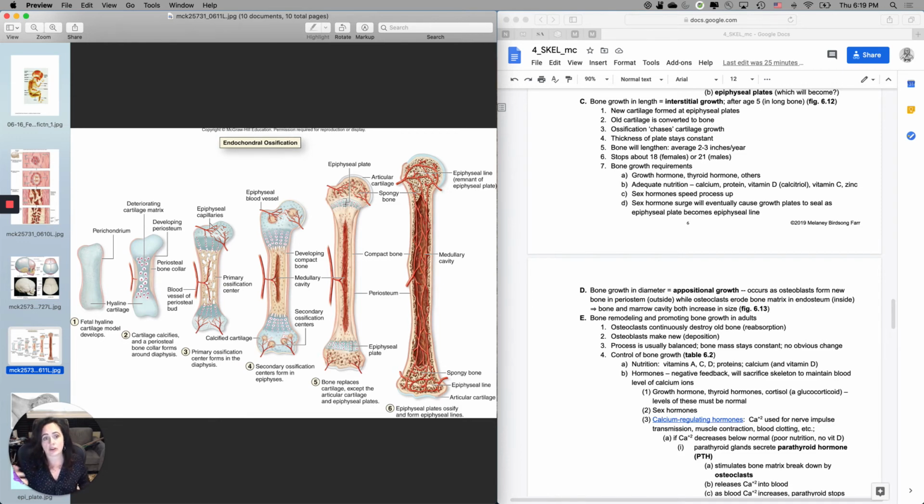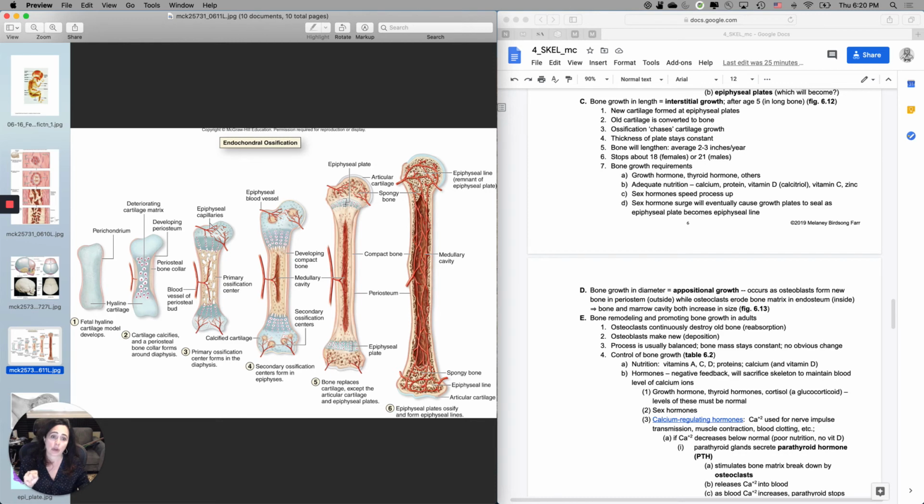Bone lengthens on average about 2 to 3 inches per year. And it will stop when your epiphyseal plates seal, which happens on average at age 18 in females and age 21 in males. But that's variable. Some people grow up to 23 and some people stop growing at age 15. Those are just averages.